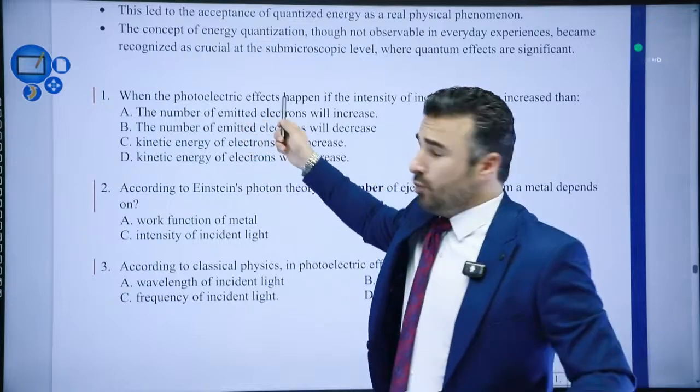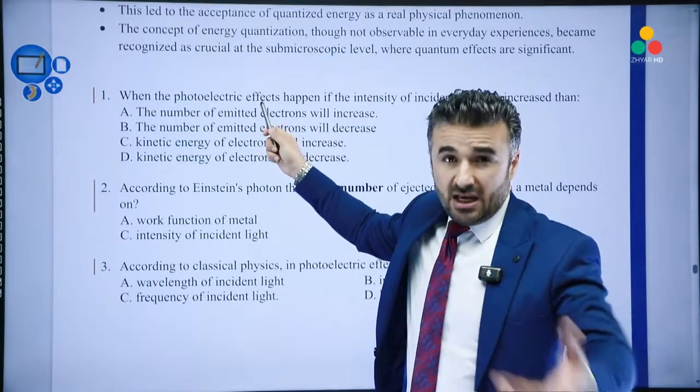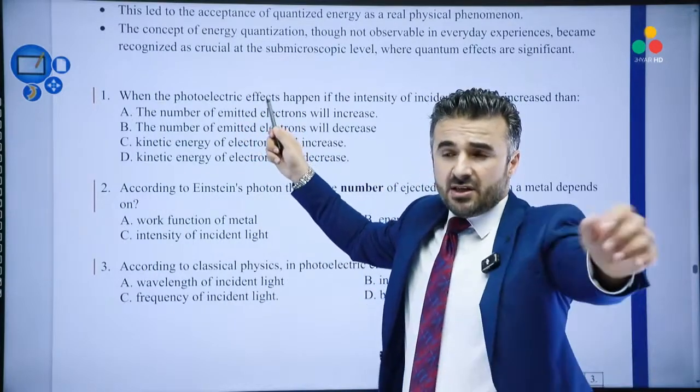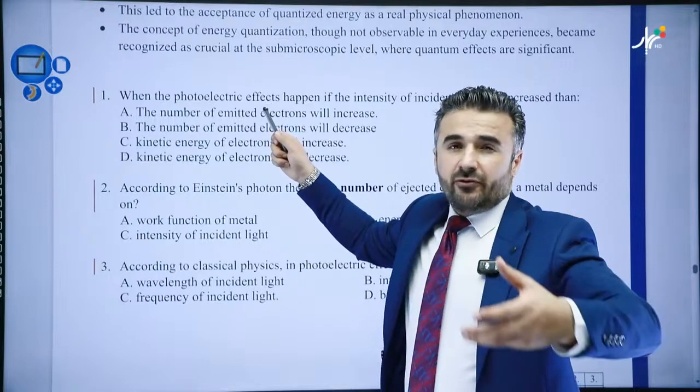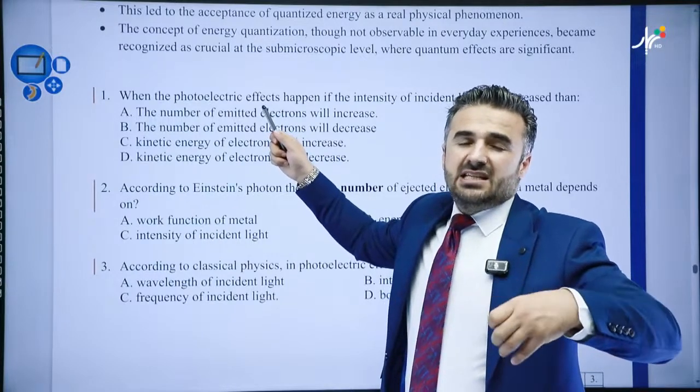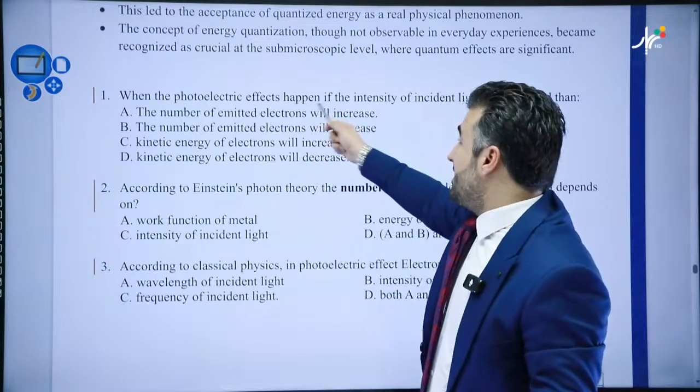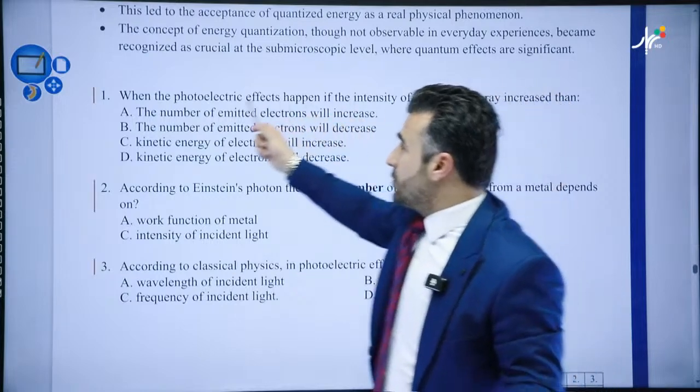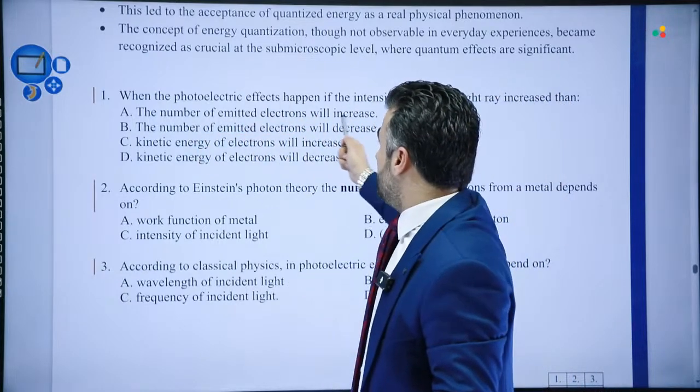Remember, it says when the photoelectric effect takes place. That is basically when the frequency of the photon is bigger than the threshold frequency, then increasing the intensity will, of course, increase the number of emitted electrons.